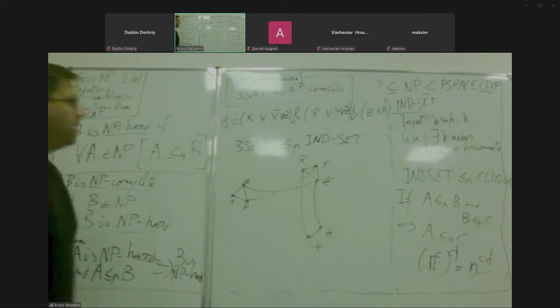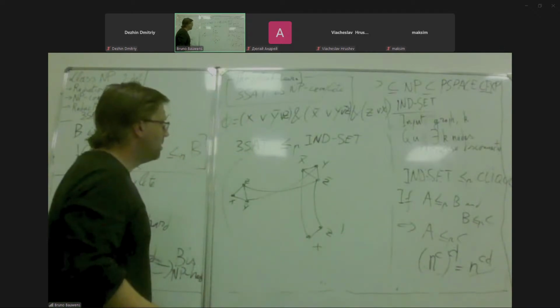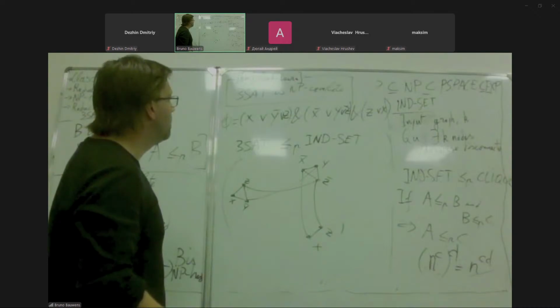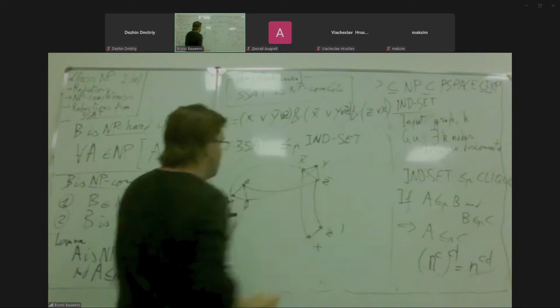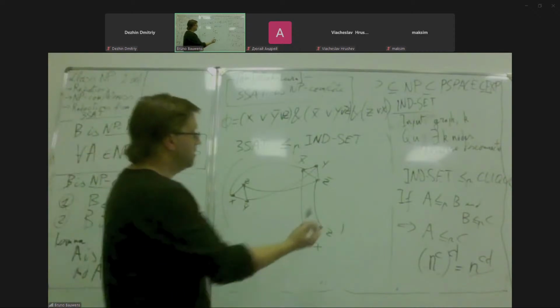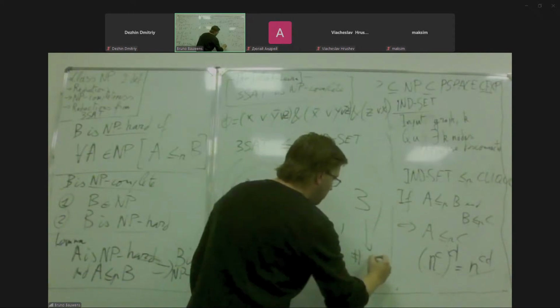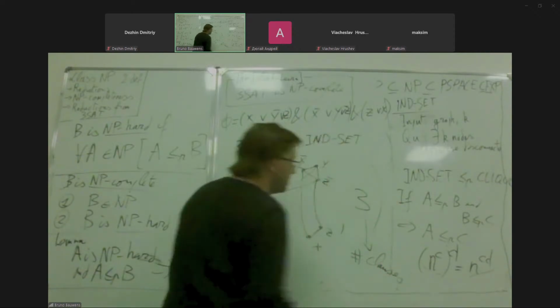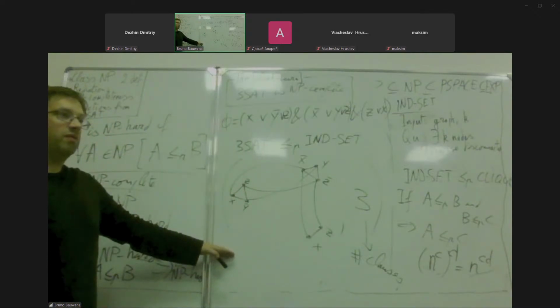And now we also need the left-hand one has an x, the upper one has not x, so they should be connected. Yes, thank you. And the number k here is the number of clauses, so in our example, it will be 3. So that's the reduction from formula to graph.